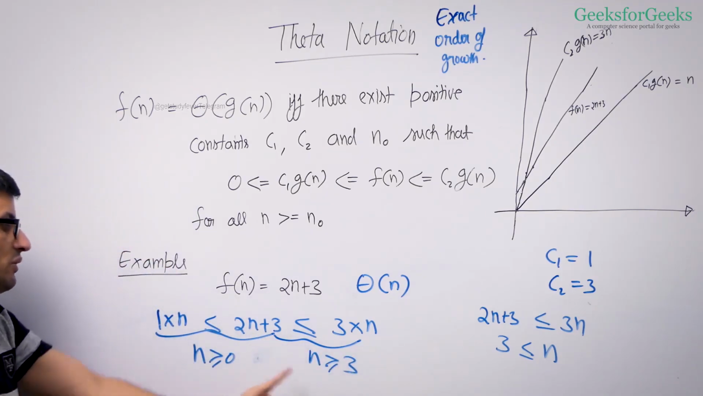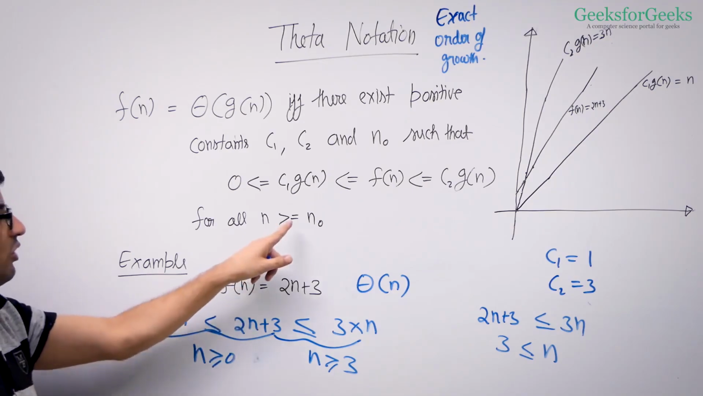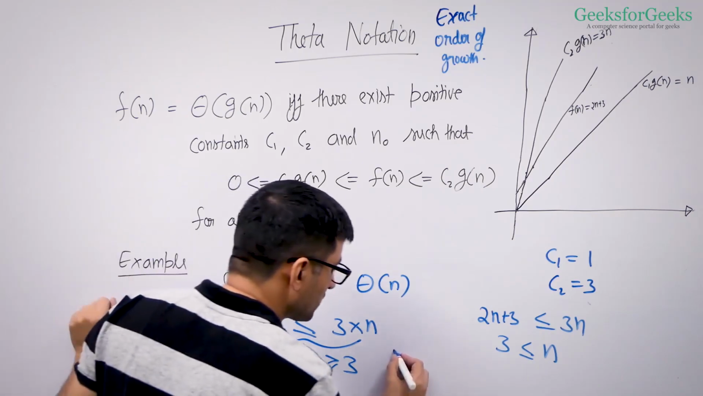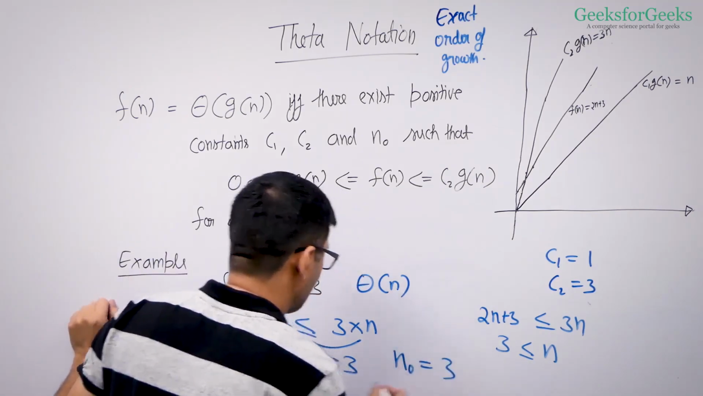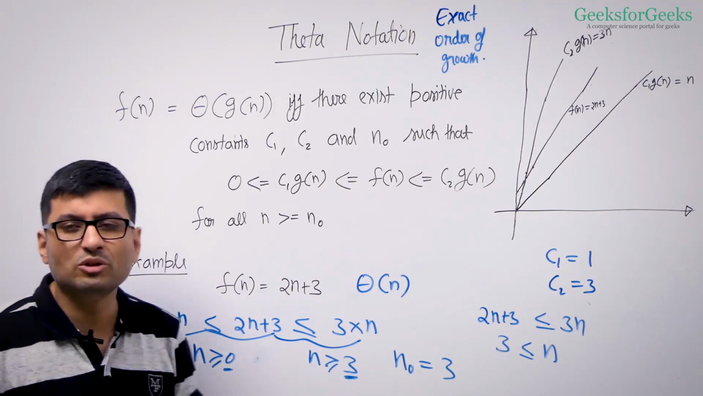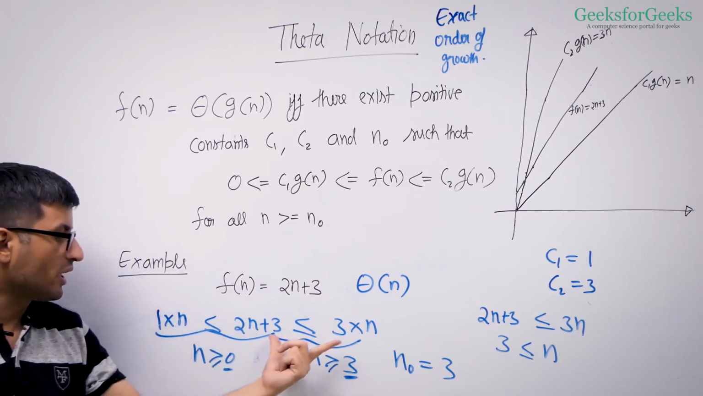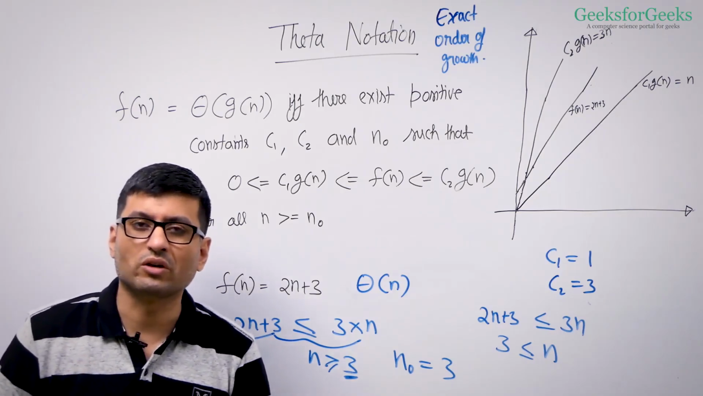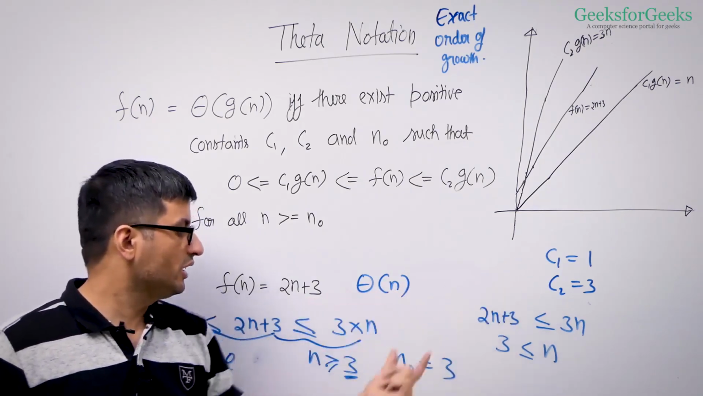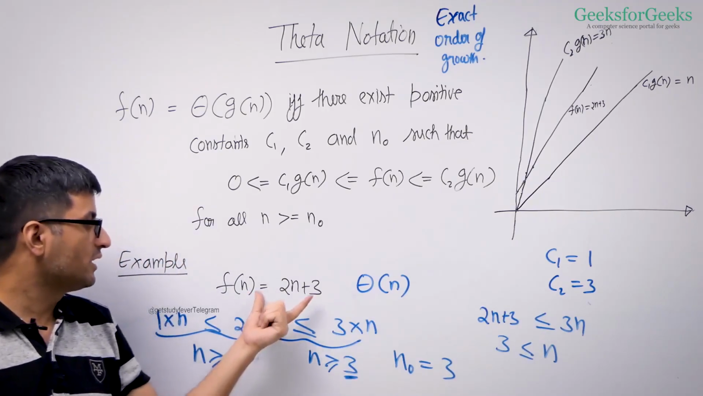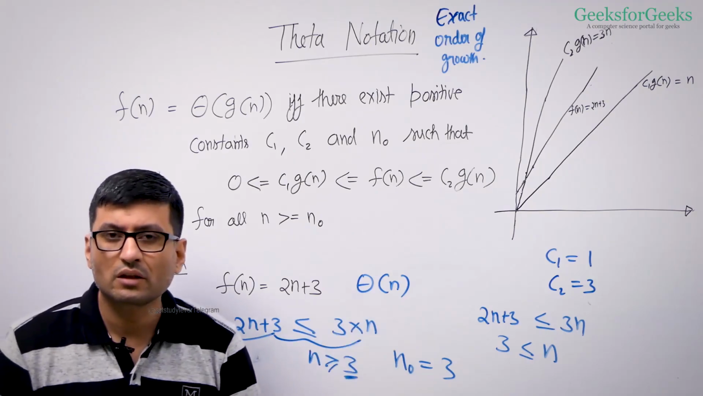Now we just take the maximum of these two, right? Because we want to show it for all values of n greater than N0. So our N0 here is 3. We've taken the maximum of this value and this value. So for all values of n greater than 3, this part is true. So we have found C1, we have found C2, we have found N0. C1 is 1, C2 is 3, and N0 is 3. So we can say f(n) is equal to theta of n.